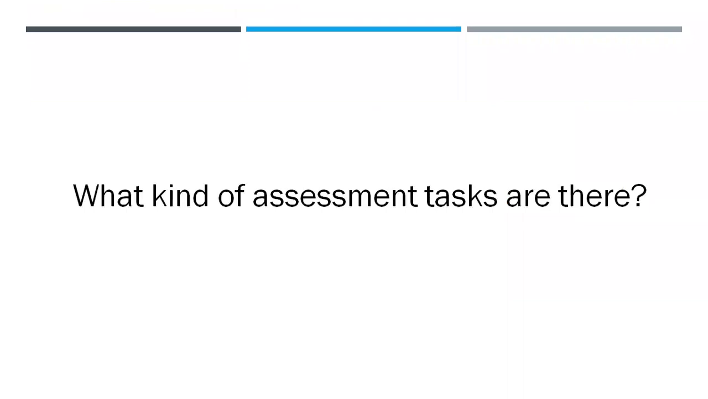Well, there are many different assessment tasks. I'm going to show you some of them. Probably I'm not going to explain a lot, but rather demonstrate what it looks like, because I'm sure that you have come across this kind of tasks in your learning or teaching processes.